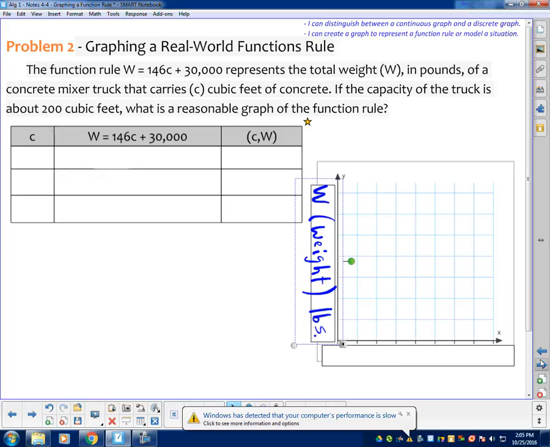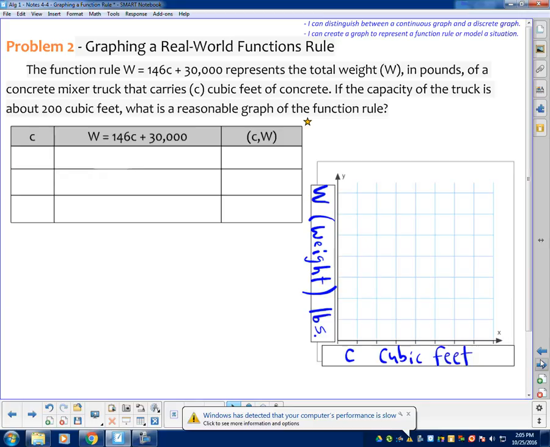Okay, and then down here we have a C, which is the cubic feet of concrete. So this is C cubic feet. So do you guys see why I had to switch it? W is actually in the place of Y, and C is in the place of what has been X on most of the ones we've done, right? So that's why. So we're going to have some coordinates here.